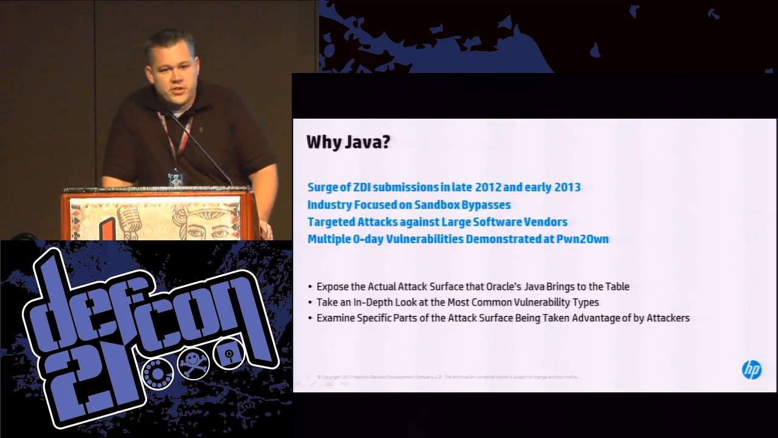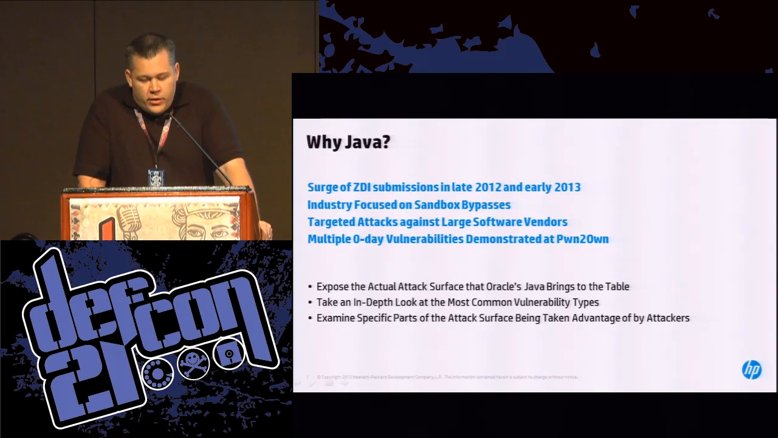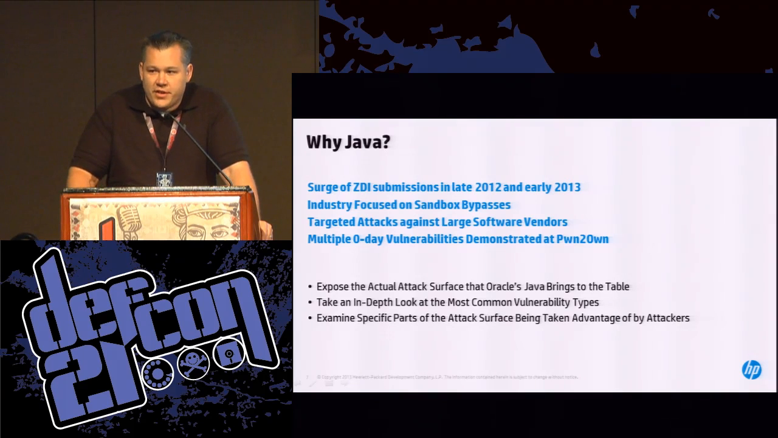So why did we choose Java to look at? What we wanted to get was a more granular insight of the attack surface itself, because we had a surge of submissions in late 2012, early 2013. And at the time the industry was focused on the sandbox bypass issue. We wanted to look independently at the framework itself and see if that was actually the case.